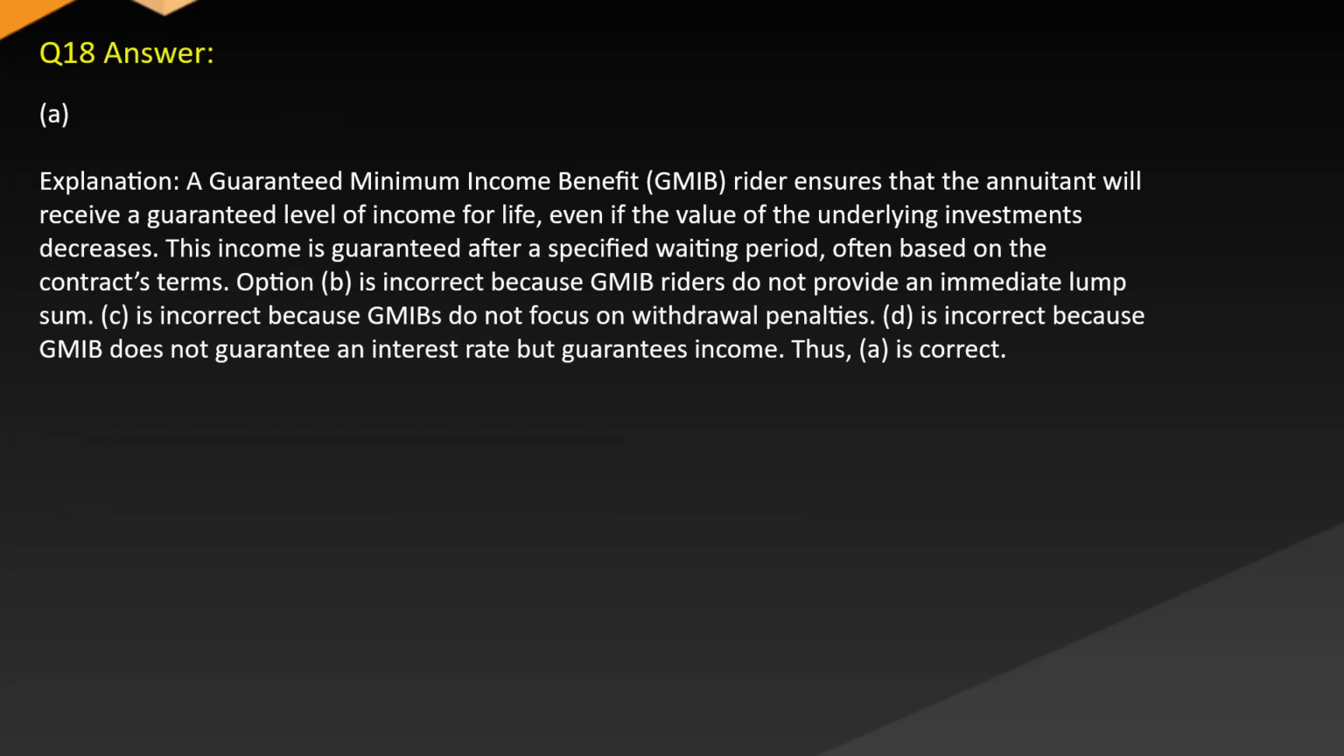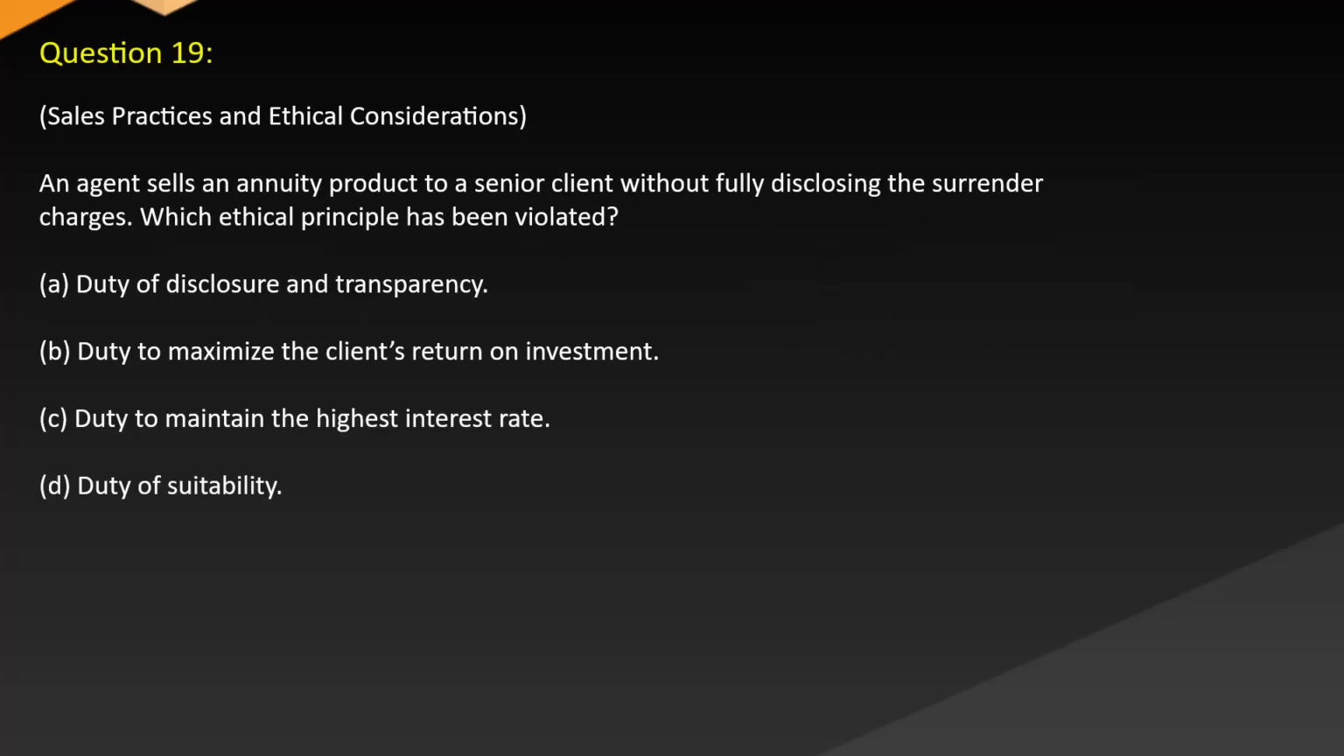Answer A. Explanation. A guaranteed minimum income benefit (GMIB) rider ensures that the annuitant will receive a guaranteed level of income for life, even if the value of the underlying investments decreases. This income is guaranteed after a specified waiting period, often based on the contract's terms. Option B is incorrect because GMIB riders do not provide an immediate lump sum. C is incorrect because GMIBs do not focus on withdrawal penalties. D is incorrect because GMIB does not guarantee an interest rate but guarantees income. Thus, A is correct. Question 19.